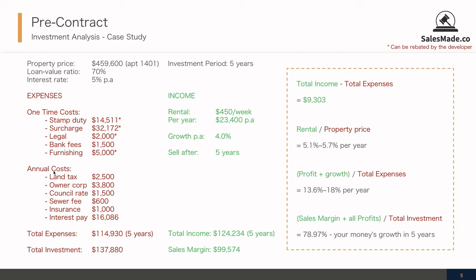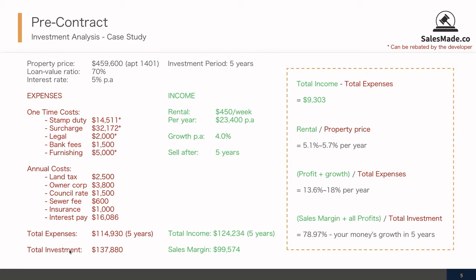The annual costs would be the land tax. That's the rough calculation of the land tax on the $459,000 apartment. The owners corporation, 3,800 or 3,700, it could go up and down. Council rates and sewer fees, or council rates and water rates, together would be about 2,100 per year. Insurance, 1,000 a year, and the interest paid would be about 16,000 a year. So if you add them all up, the total expense for the 5 years would be 114,000.